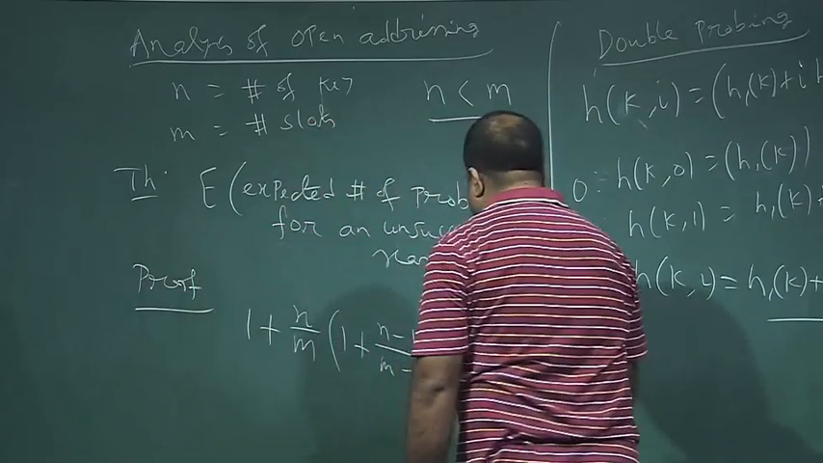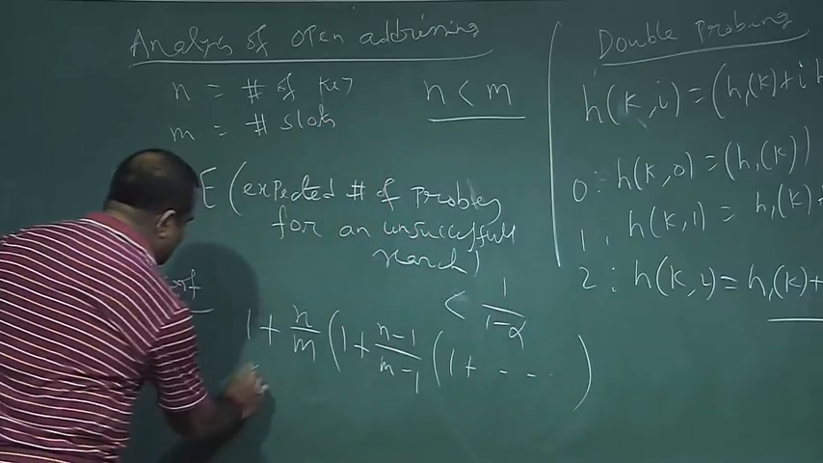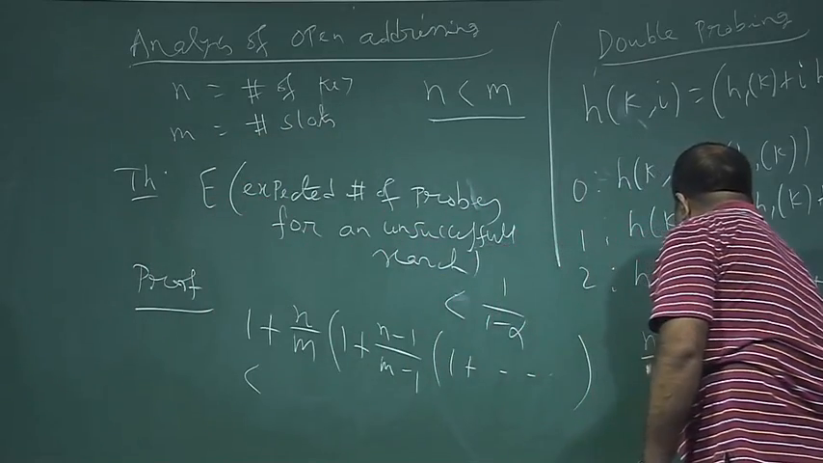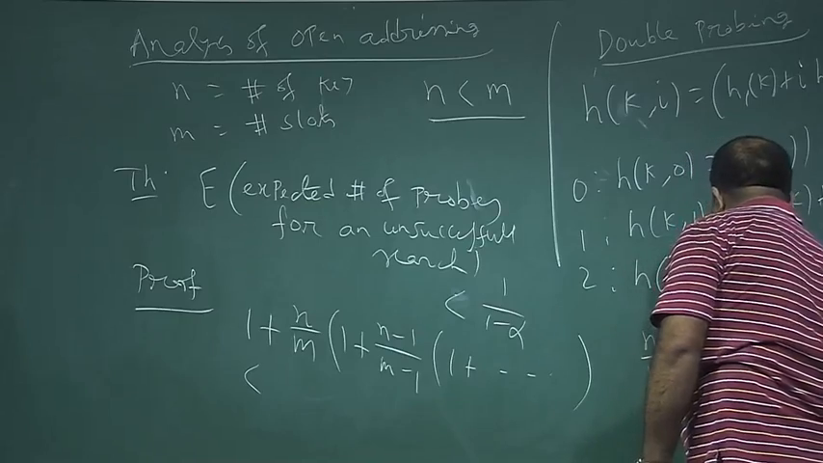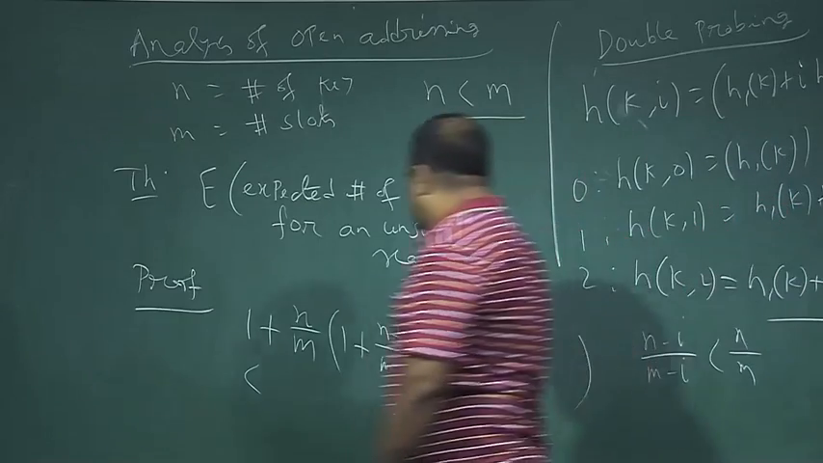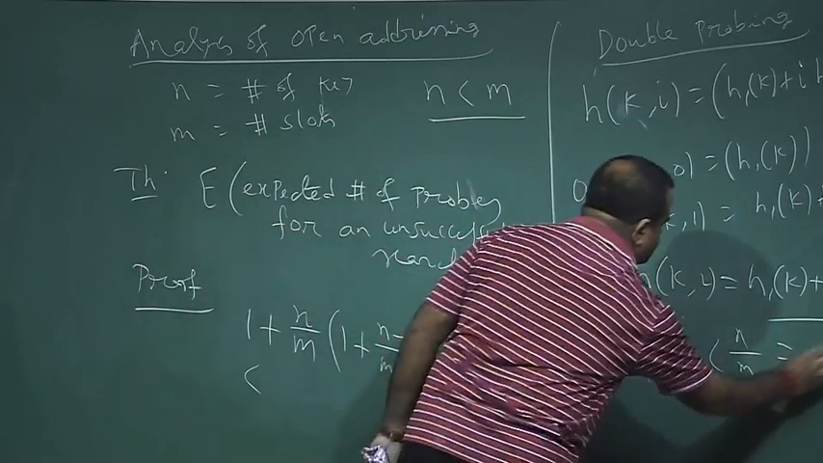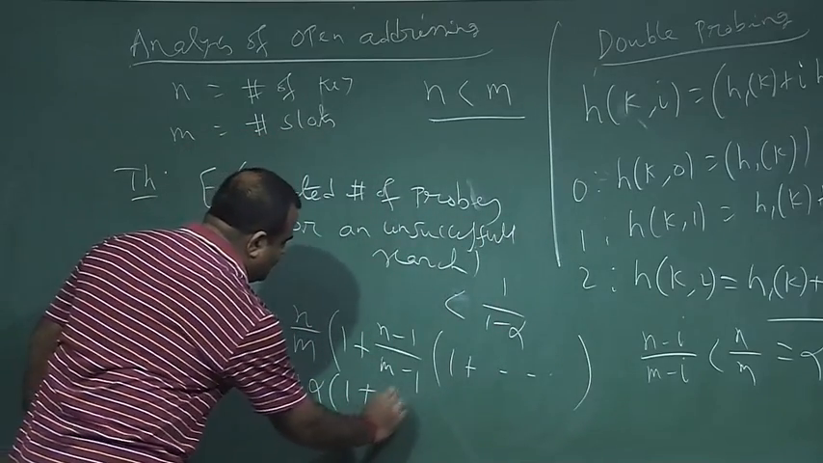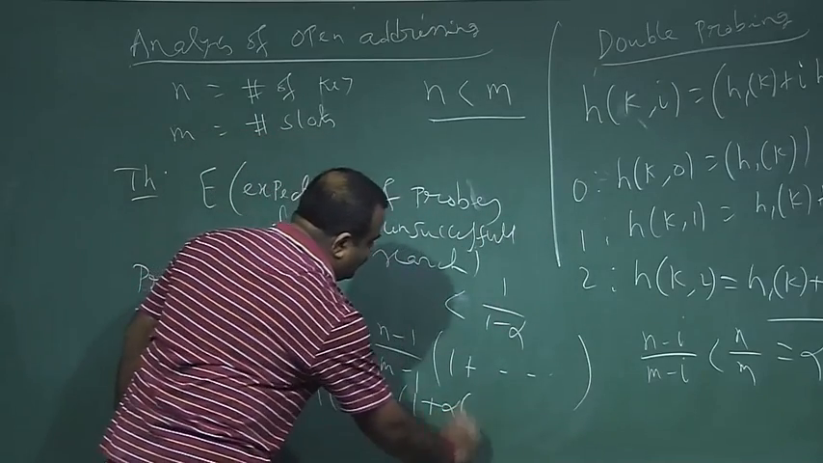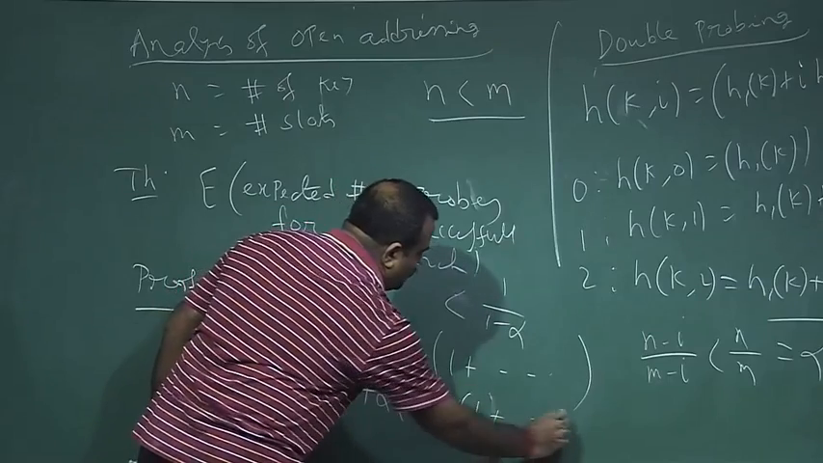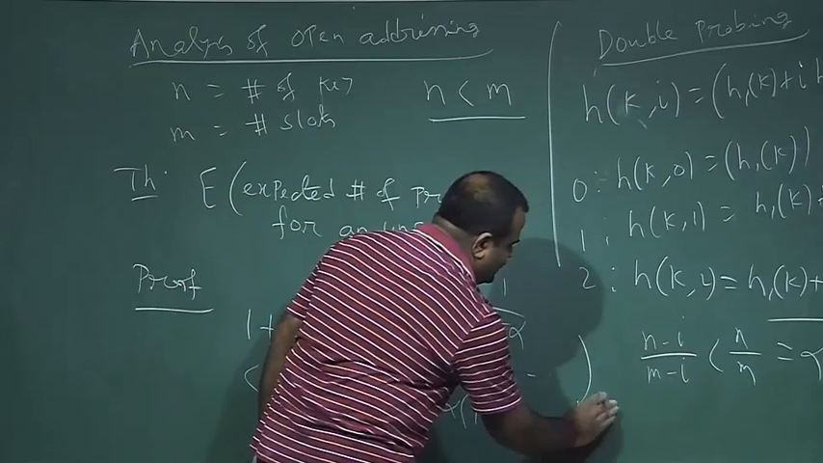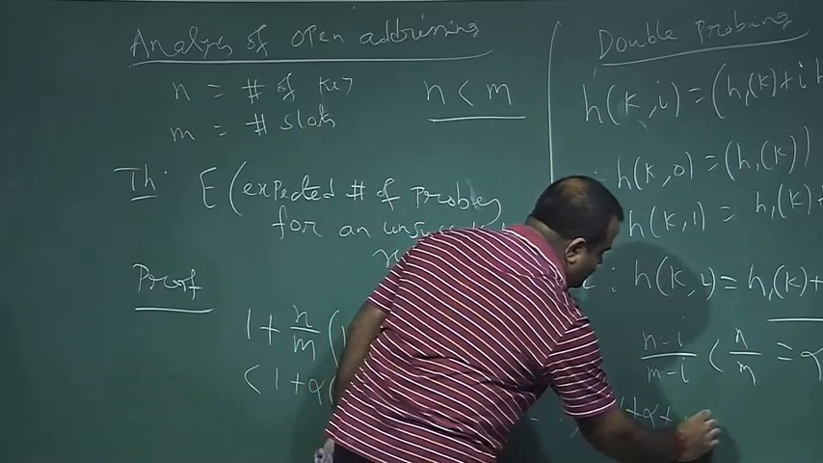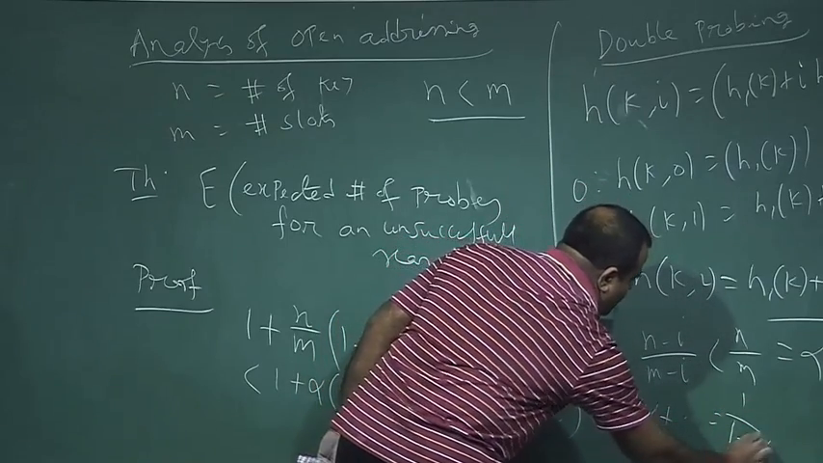So, this is less than, and we can use that (n minus i) by (m minus i) is less than n by m, which is alpha. So we can write this as less than or equal to 1 plus alpha into (1 plus alpha into (1 plus alpha, and so on. This is basically less than or equal to 1 plus alpha plus alpha square, and so on. So this is 1 by 1 minus alpha.